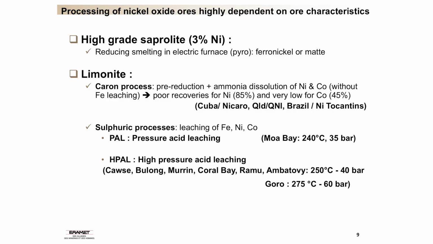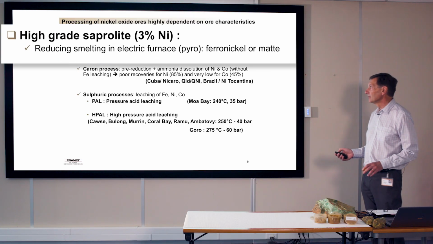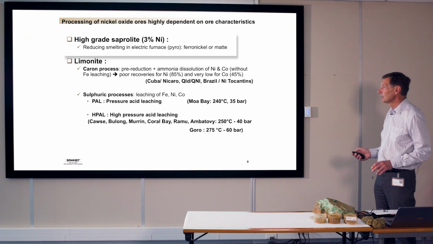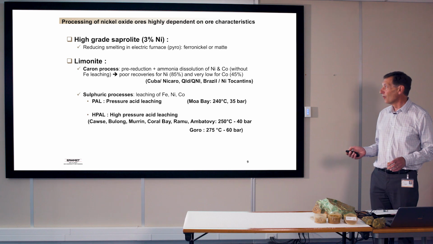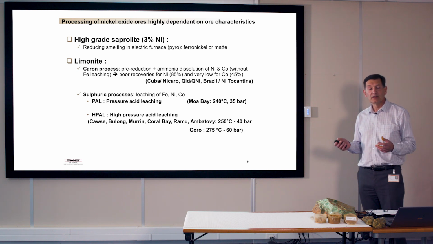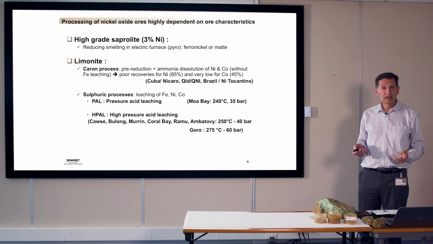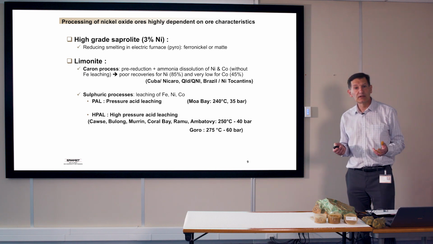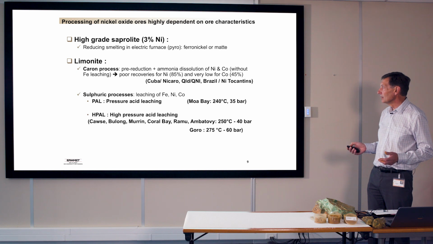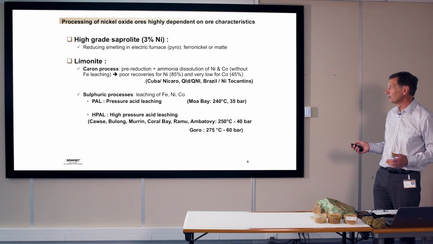More precisely, pyrometallurgy can treat high-grade saprolite with up to 3% nickel, between 2.5 and 3% nickel. And you reduce the ore in a furnace, you transform the oxide into a metallic form, you produce metallic nickel and metallic iron nickel, called ferronickel alloy. Or you can produce a matte, a nickel sulfide.